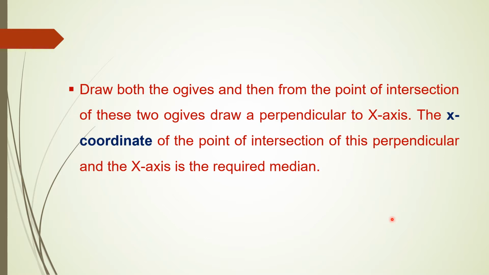And no doubt this perpendicular will meet the x-axis at some point. At this point, the x-coordinate is the required median. The x-coordinate of the point of intersection of this perpendicular and the x-axis is the required median. These are the two methods by using which we can find the median of given data. These two methods will be very clear if we do some problems.